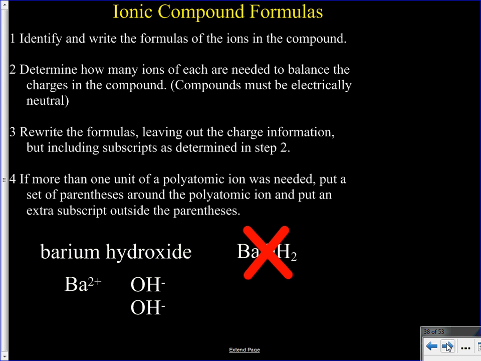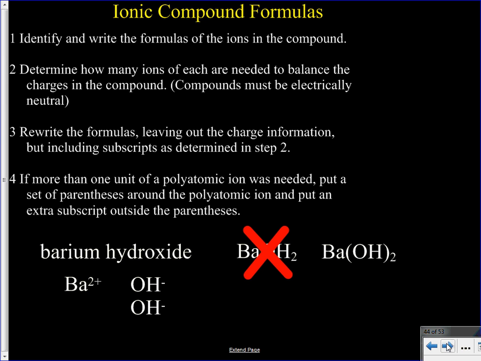Well, we look up at our step 4, and it says if you need more than 1 unit of a polyatomic ion, then you've got to put a set of parentheses around the polyatomic ion and put an extra subscript outside the parentheses. So we will go ahead here and write that we've got the barium ion, and we're going to put in our hydroxide. Now it says we need to put parentheses around that hydroxide, and now we've got to give it an extra subscript here that says we need 2 of those.